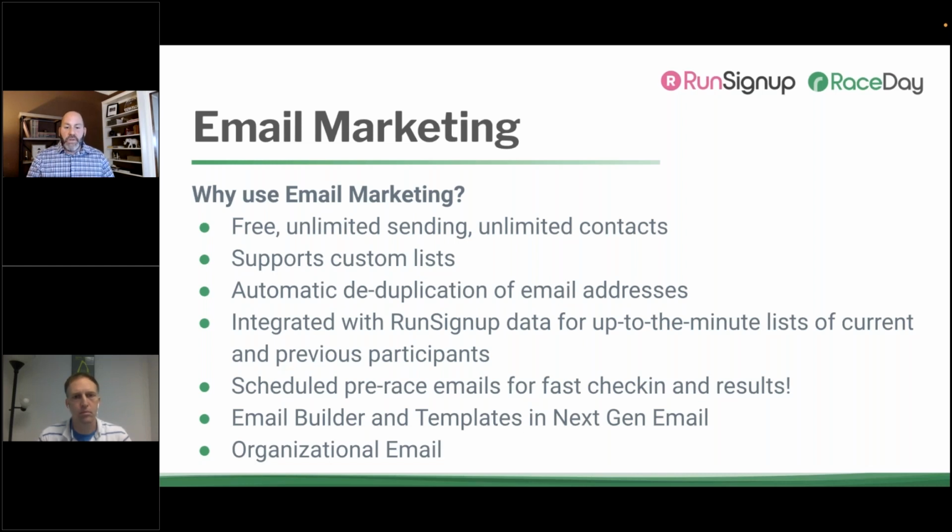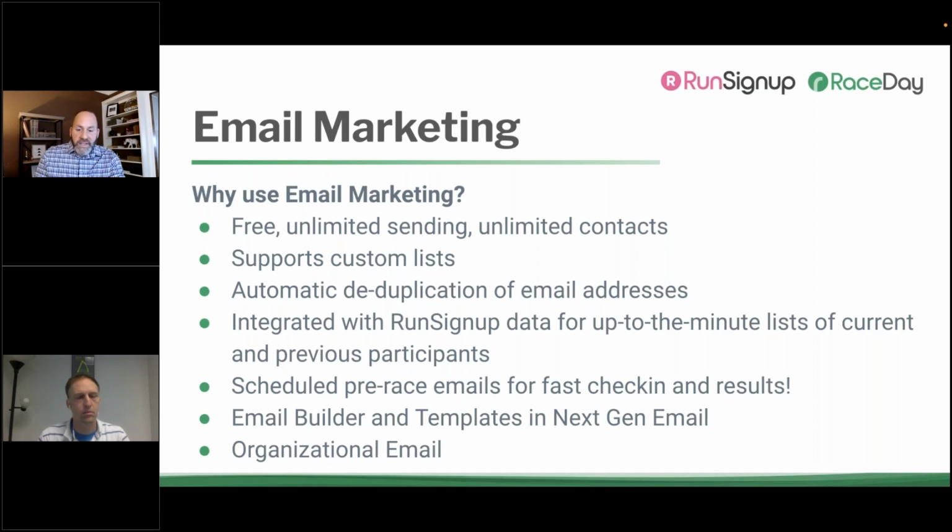with RunSignup. We support custom lists and as many as you want to bring in from past data. We do automatic deduplication, so you don't have to go through and scour your list. It's just going to take out the duplicates and only send one email to everybody. It's integrated with RunSignup data, so that you can look at current and previous participants and pick and choose who you want to send to, as well as pull down information from them, either that you've brought in as a custom list or information that the platform has collected, like a t-shirt size, or maybe they paid for an add-on for parking at the venue or a VIP upgrade, right? And you can include those pieces to make really personal messages when you're emailing through our platform.